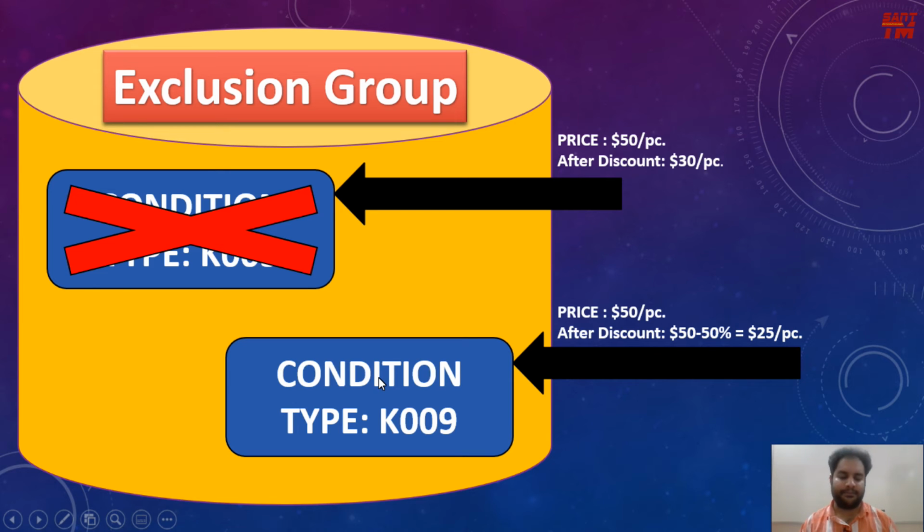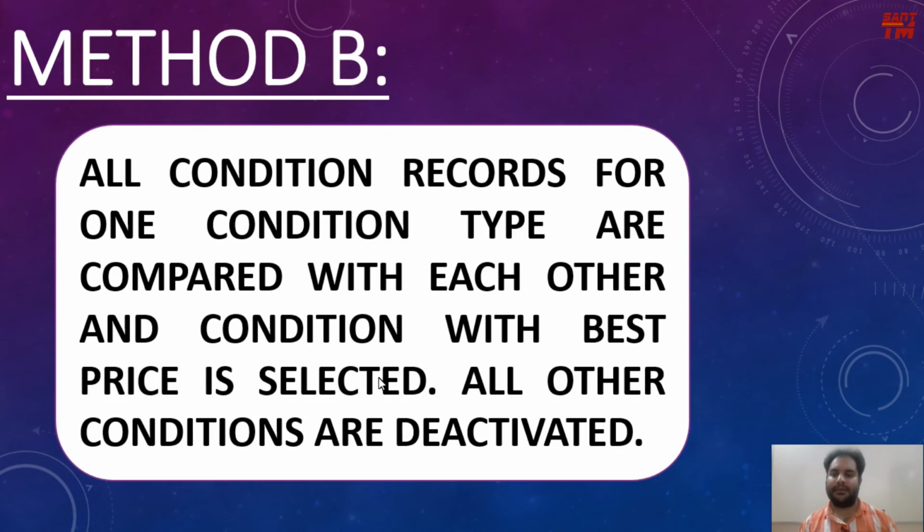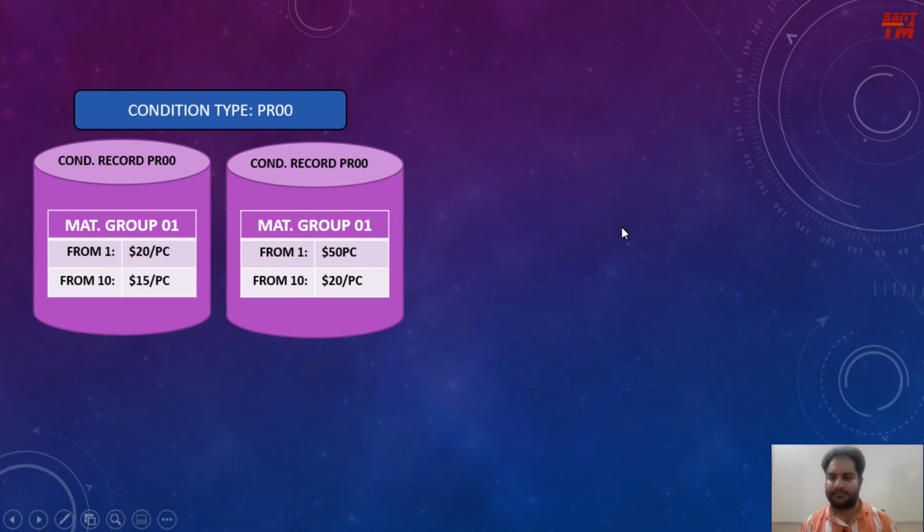This is the criteria. This was method A. Now let us move on to method B. Method B says all condition records for one condition type are compared with each other and the condition with the best price is selected. That means if one condition type has multiple condition records, then those condition records will be compared with each other and only one condition record would be selected, the others would be deactivated. Let us see it through the simulation.